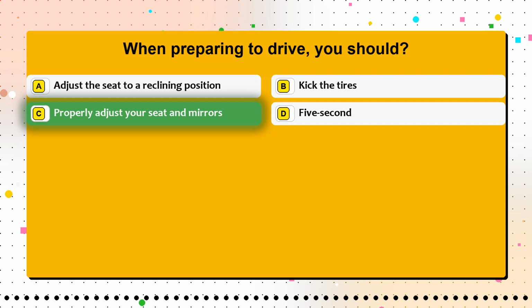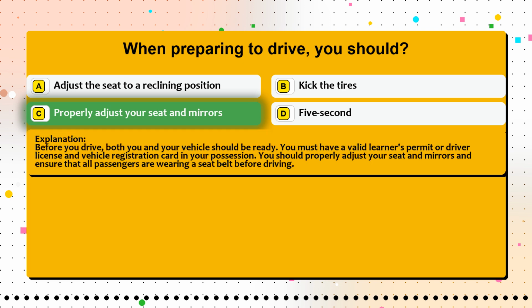The correct answer is option C. Properly adjust your seat and mirrors. Before you drive, both you and your vehicle should be ready. You must have a valid learner's permit or driver license and vehicle registration card in your possession. You should properly adjust your seat and mirrors and ensure that all passengers are wearing a seat belt before driving.